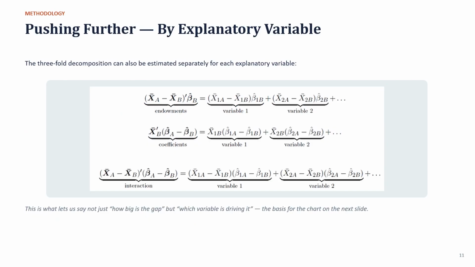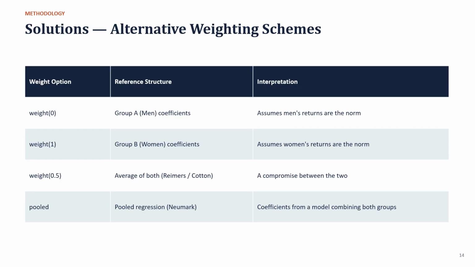This slide takes us from the big picture to the granular level. We can estimate the threefold decomposition not just for the overall gap but by variable. Now let's address a major practical challenge, the index problem. As I hinted earlier, when you calculate the unexplained component, you have to choose a reference wage structure. Do you use the male coefficients, or do you use the female coefficients? This choice can change your results significantly.